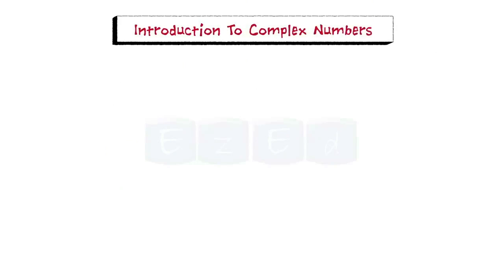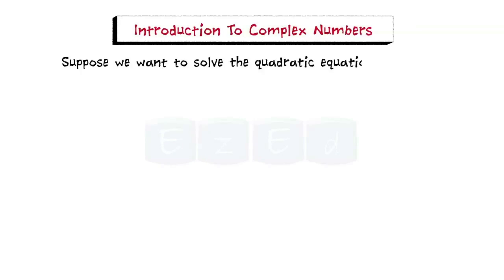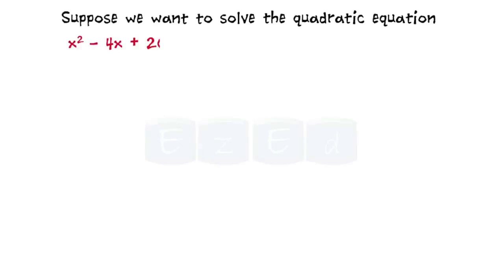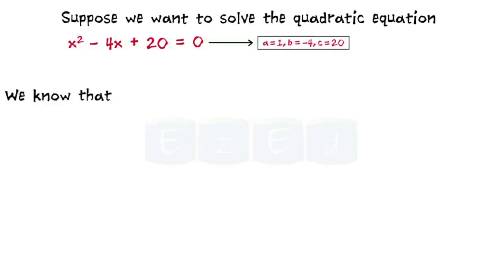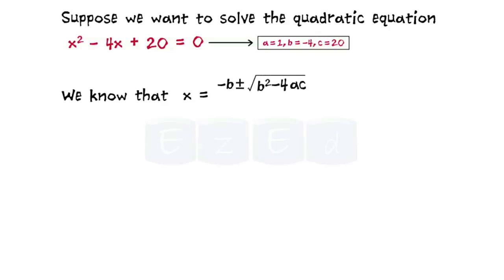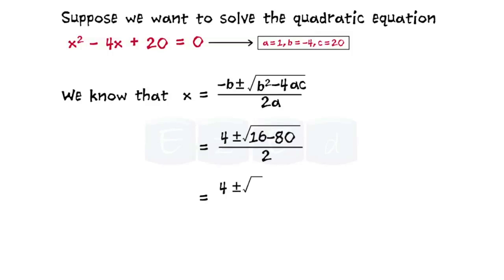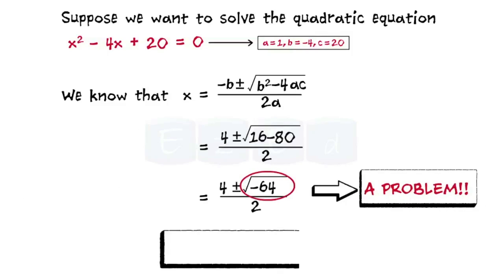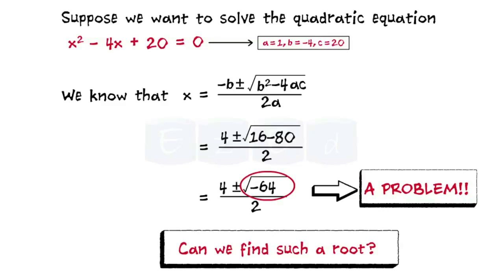Let's first consider what we know about quadratic equations, so we can better understand where complex numbers are coming from. Suppose we want to solve the quadratic equation x squared minus 4x plus 20 equal to 0. We know that x is equal to minus b plus minus square root of b squared minus 4 times a times c over 2 times a. On solving, we get 4 plus minus square root of minus 64 over 2. This gives us a problem. Under the square root sign, we have square root of minus 64. Can we find such a root?